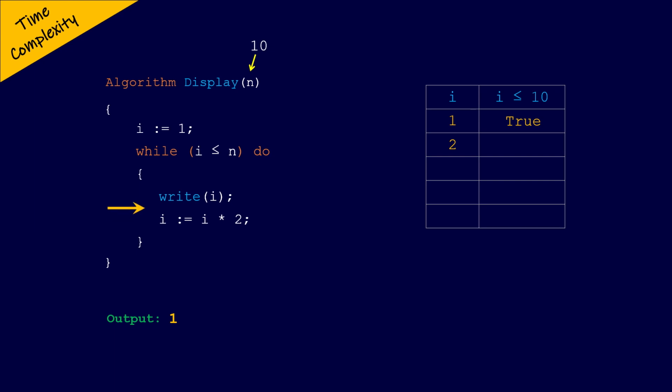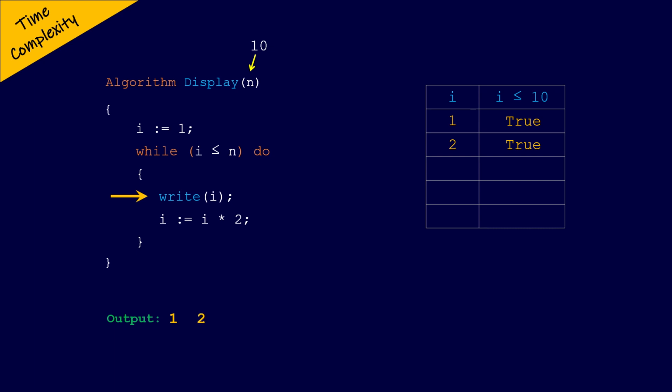Then we move back to the while loop and check the condition I less than or equal to n. At this point, we have the current value of variable I as 2 and 2 less than or equal to 10 is true. Therefore, the statements within the while loop will be executed. That is the write statement that will output the current value of I, which is 2.